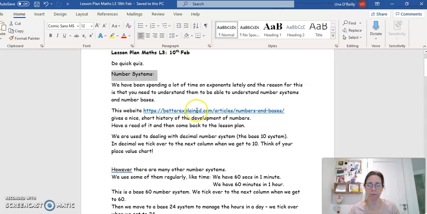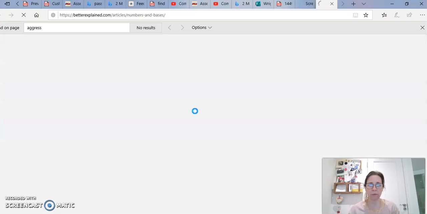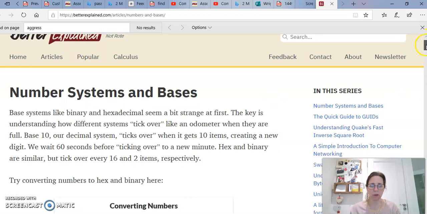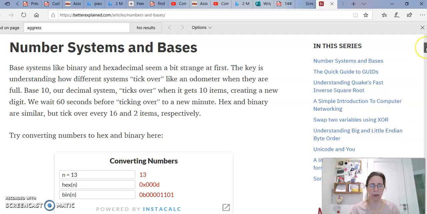And this website here gives a nice short history of the development of numbers. Have a read of it and then come back to the lesson plan. Let me just click to it so you can make sure that you're in the right place when you go into it. And it's numbers, systems and bases, okay?